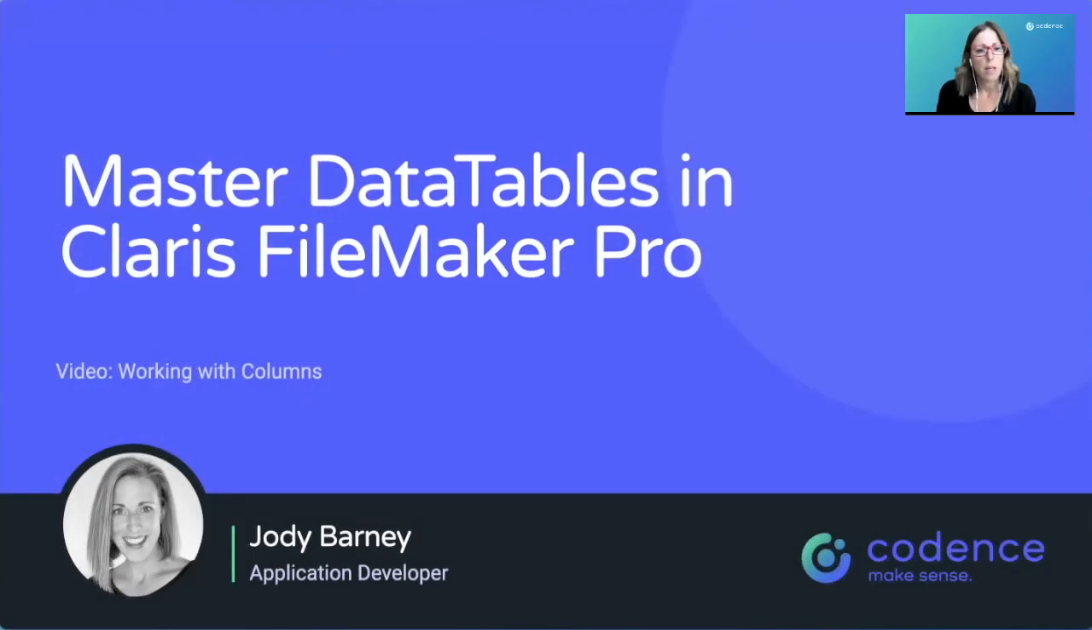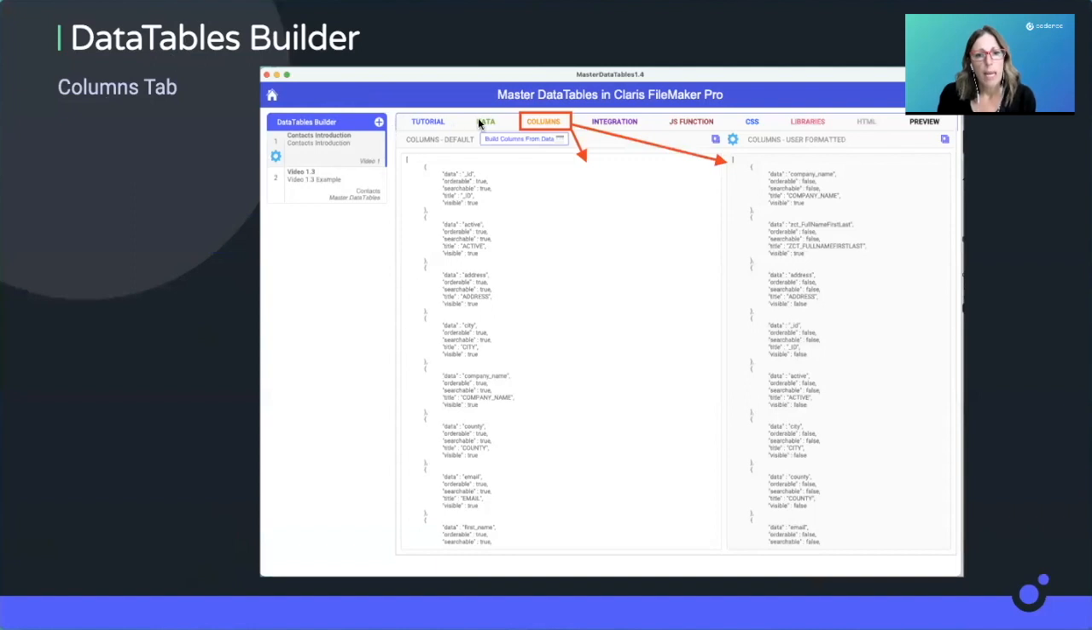Let's take a look at what it is to work with the columns for the DataTables builder. So in the tool, we're looking at the columns tab that's in orange. What we're really trying to do here is the final step before you display a DataTables report. We need to tell it, from the data that we just got, what we want to actually show the user. So let's take a look at how the data and the columns relate.